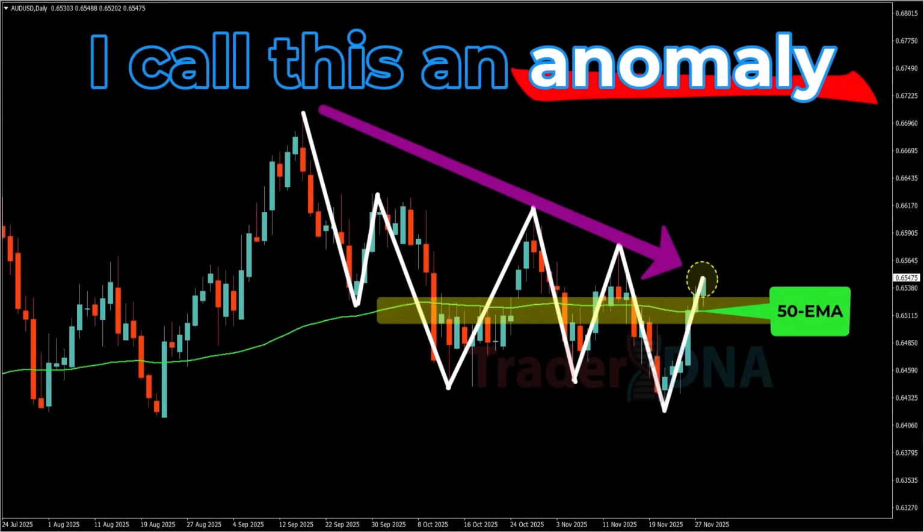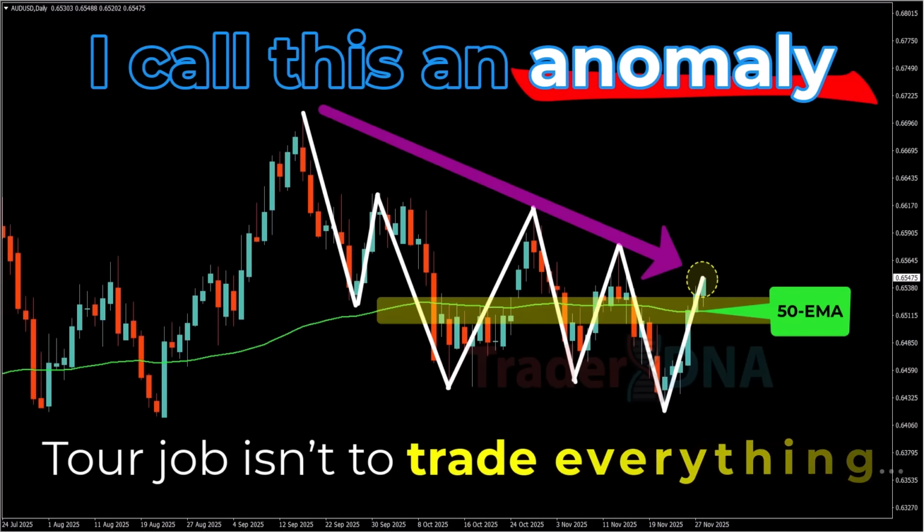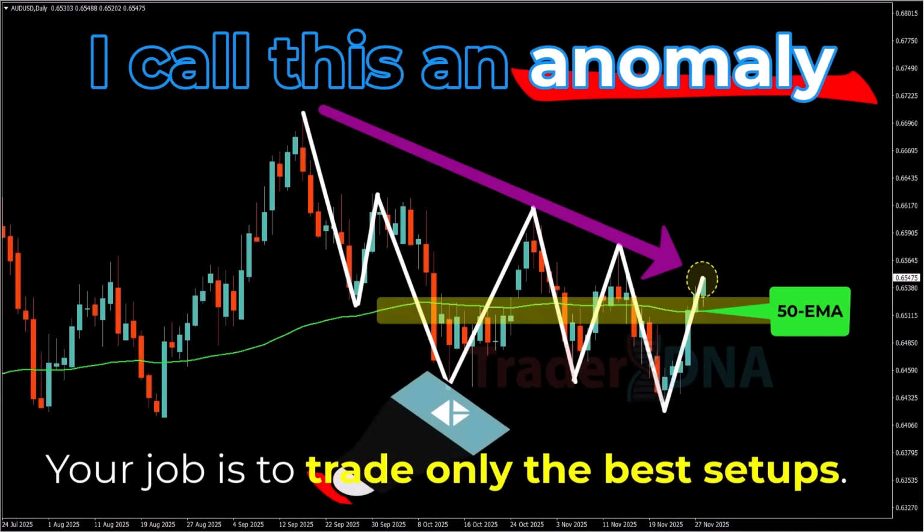And that's why with this strategy, we simply step back. We don't force a trade, we don't chase anything. We temporarily ignore Aussie dollar and leave our attention to the markets that actually offer clean, high probability opportunities, the ones I showed you earlier. Because your job isn't to trade everything, your job is to trade only the best setups.